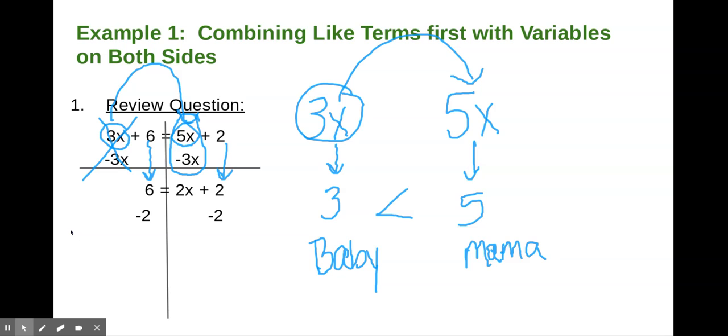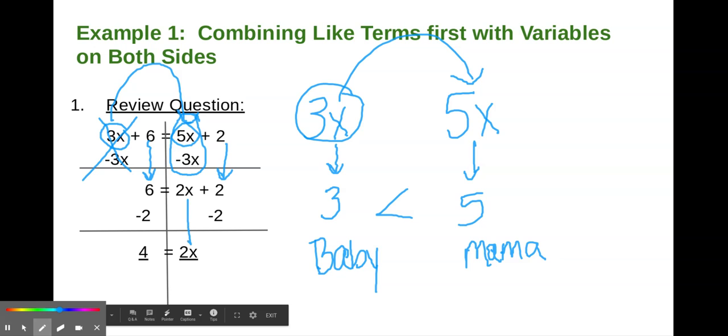So I want to get rid of this plus 2 and I make it a minus 2. And what you do to one side, you have to do to the other. So 6 minus 2 is 4. I bring down this 2x. Okay. And your last step then is to either multiply or to divide.